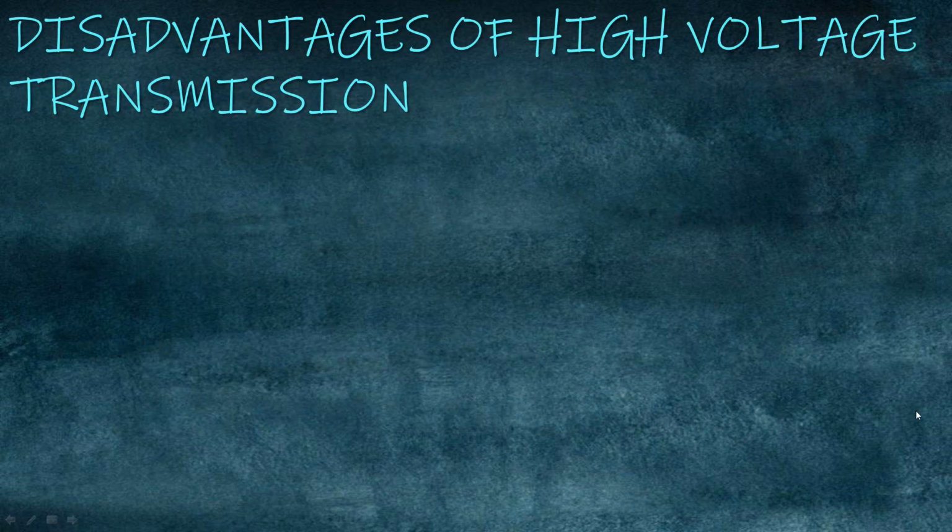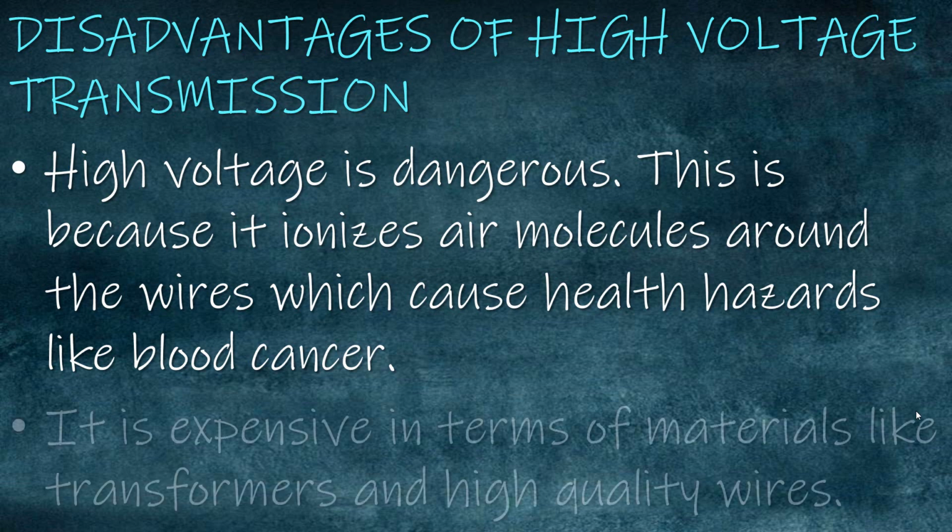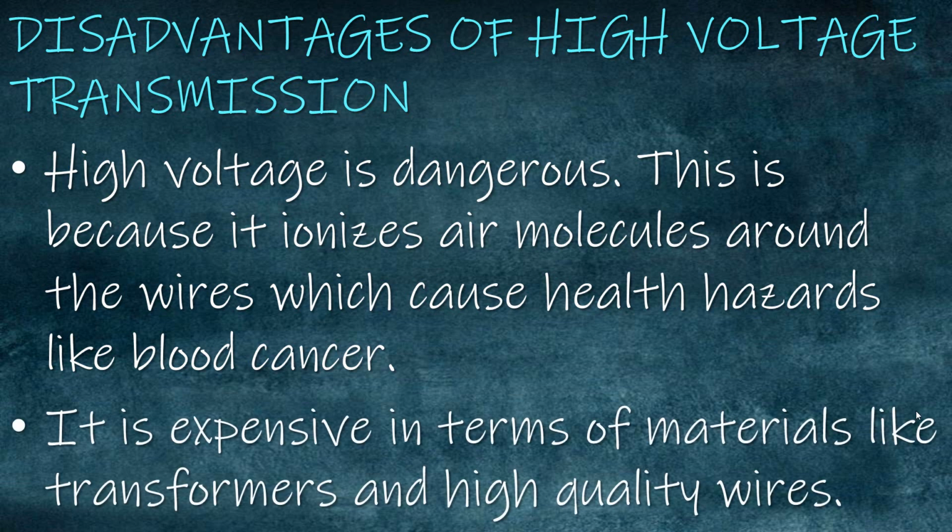So what is the disadvantage of transmitting at high voltages? Number 1, high voltage is dangerous. This is because it ionizes air molecules around the wires, which can cause health hazards like blood cancer to the people. And it is expensive in terms of materials like transformers and high quality wires.